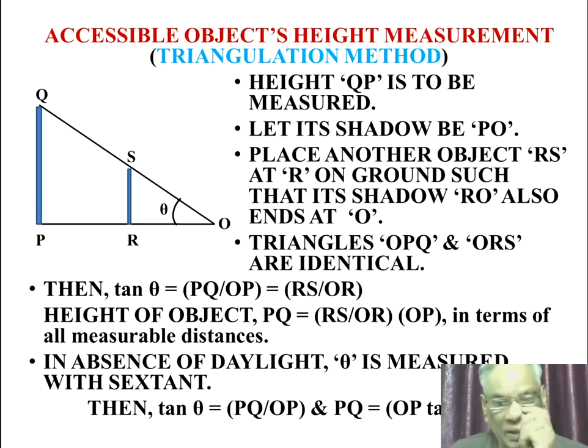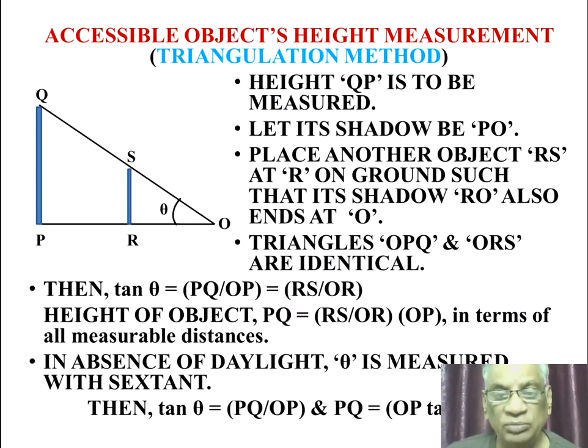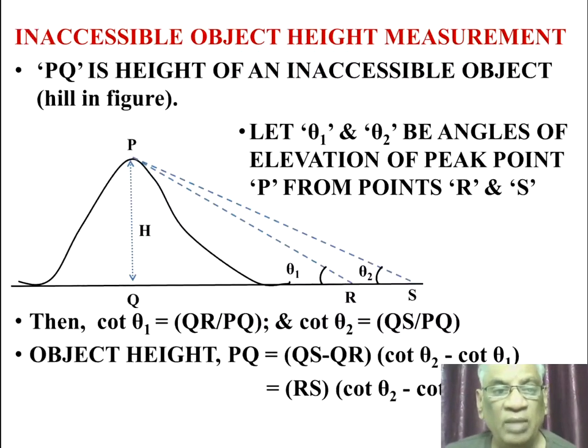If the sunlight is not there, at night times, then you can directly measure the angle of elevation theta from the point O. Then tan theta is equal to PQ by OP, and hence PQ, that is the height of the building, is equal to OP, the distance between the point of observation and the foot of the building P, into tan theta. So this is how the building height can be estimated.